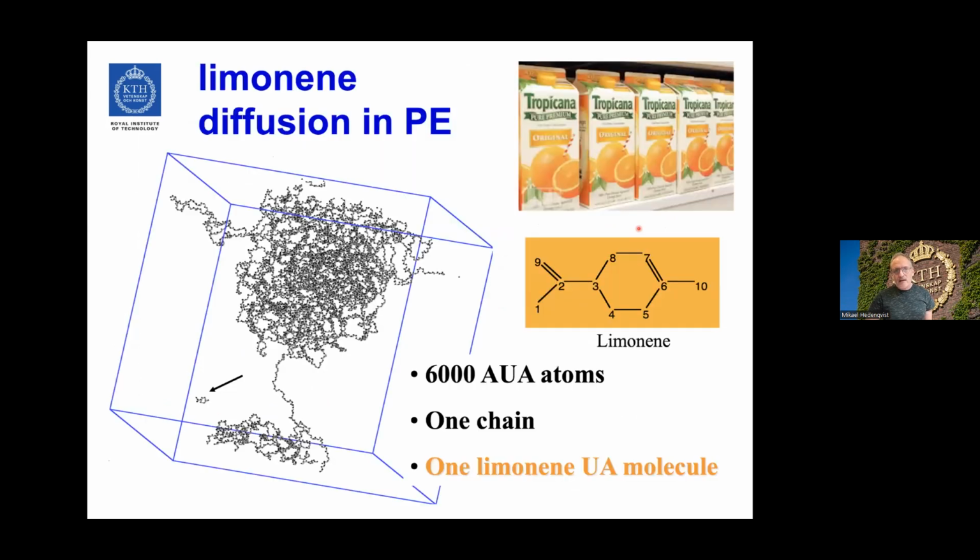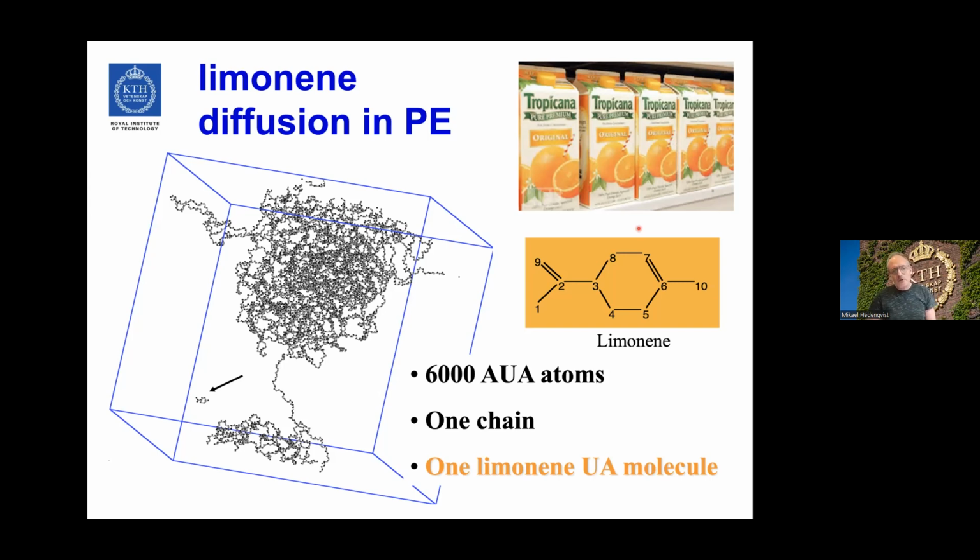Here is an old study that we have done on a system where we put limonene in polyethylene. This is of practical interest because limonene is one of the flavor compounds in orange juice. And there are occasions where this limonene diffuses into the packaging to the extent that the taste of the juice gets bitter. So we have been looking at this system. Again, this is old. This is from 2002, I think.